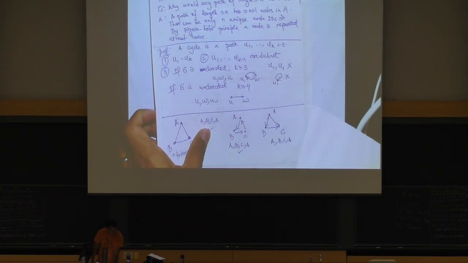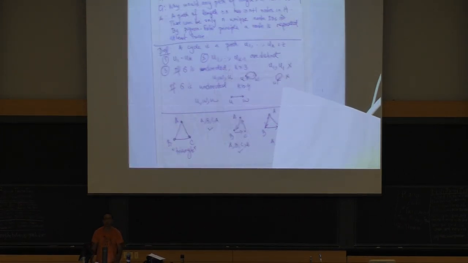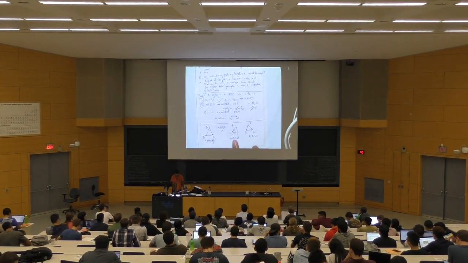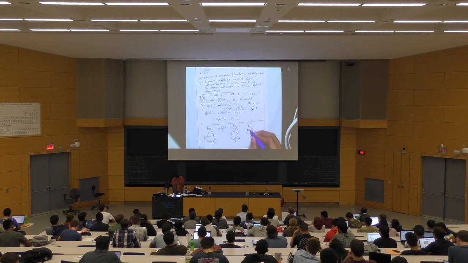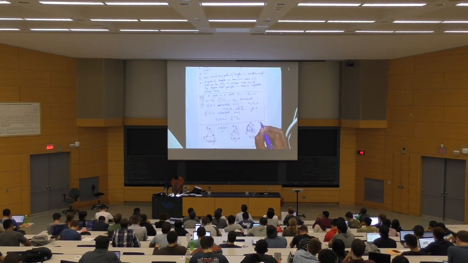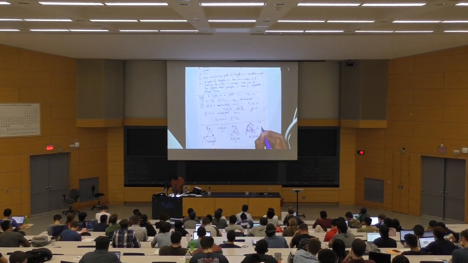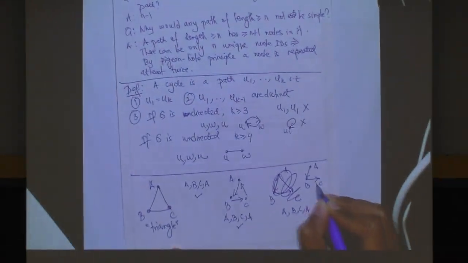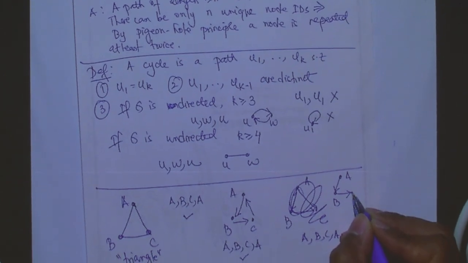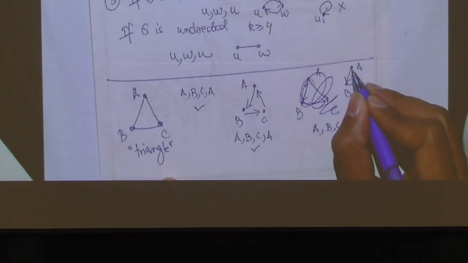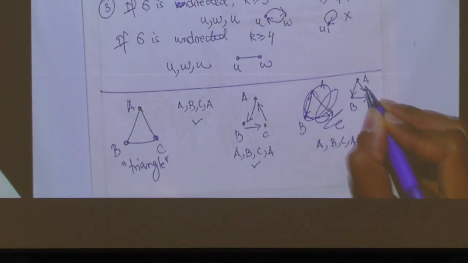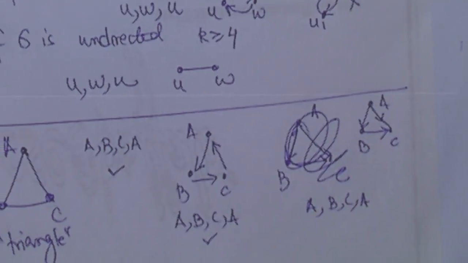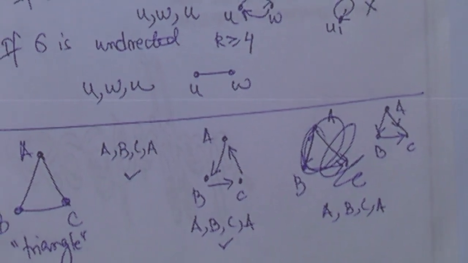All right. Any questions? Alex. What's the difference between those last two? This and this? Okay, let me redraw this. A, B, C. So you have an edge from here to here, here to here. But instead of having an edge from C to A, you only have an edge from A to C. Any other questions?